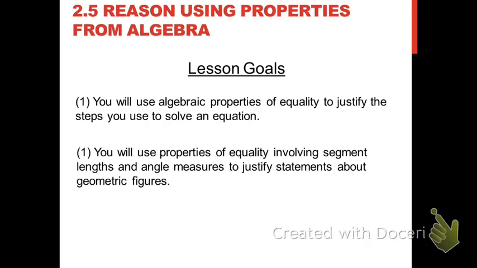All right, now what I told you was this is us building kind of a road, I suppose, to get you to where you need to be when we're proving statements about figures, writing proofs. And we're getting a little closer to that. This is learning goal 2, again, despite the 1. You'd think I would have changed that by now, but I didn't. Anyway, you're going to use properties of equality involving segment lengths and angle measures in order to justify statements about geometric figures. All right, so we're going to learn some more properties of equality, and they're going to involve segment lengths and angle measures in particular.